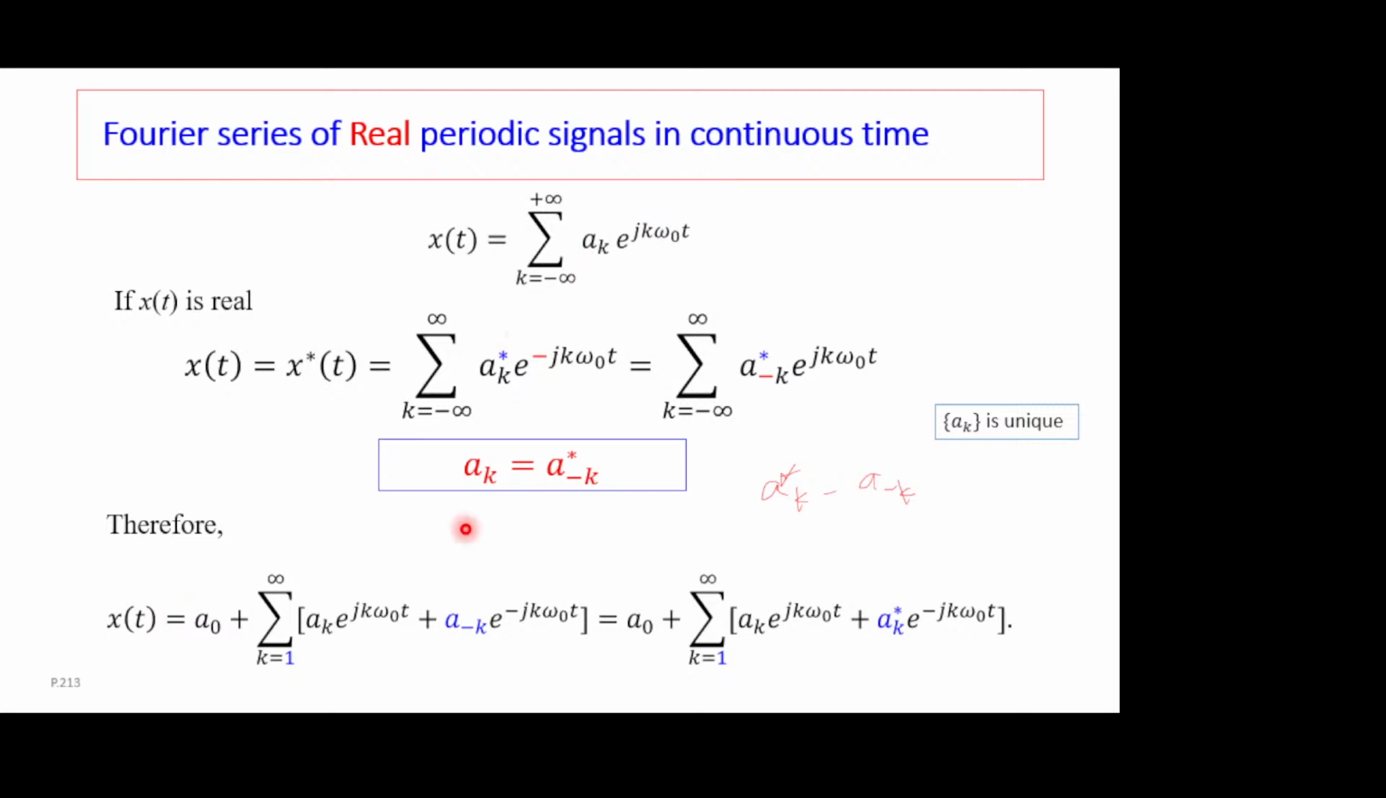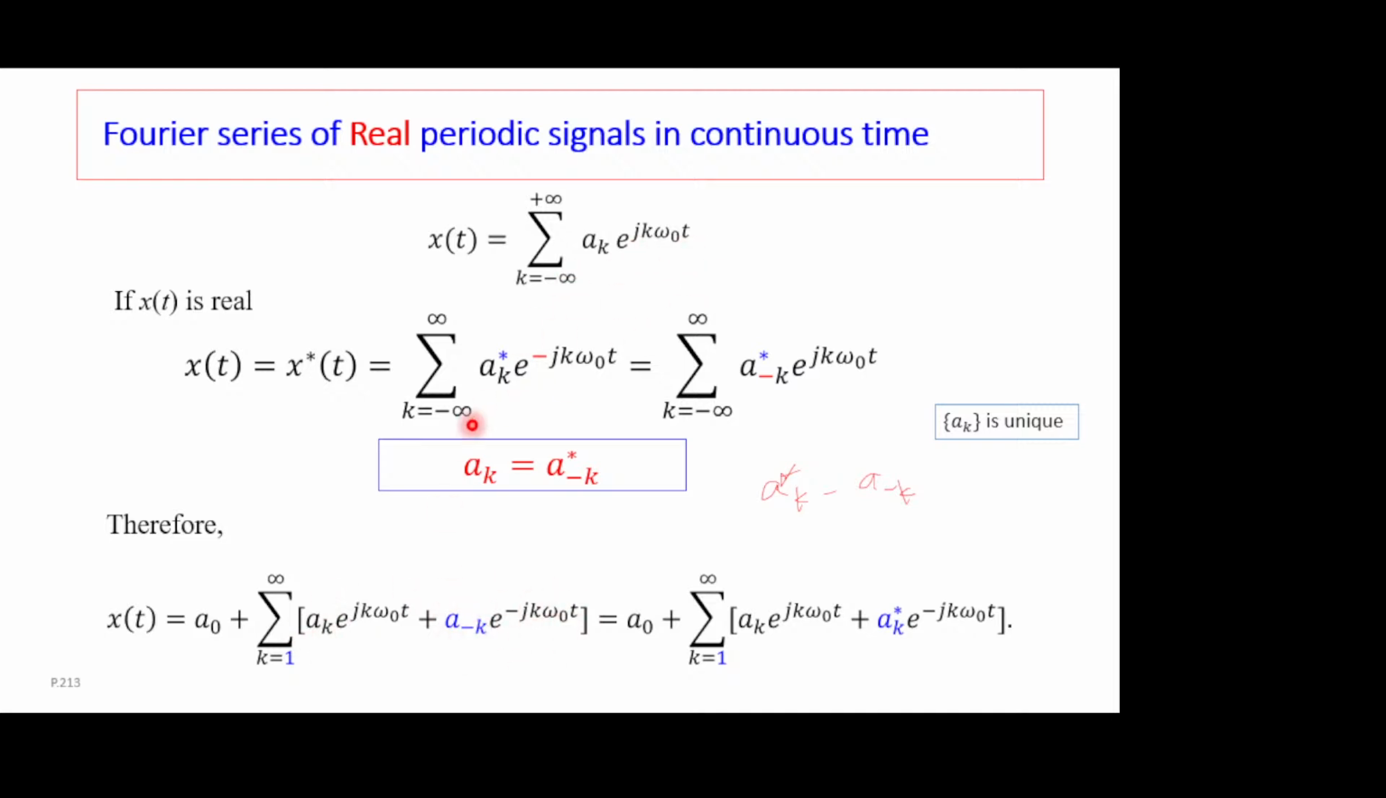So x of t, now we want to pair the k with minus k. We see there's a symmetry between k and minus k, so we want to pair the ak and a minus k together. So first we write this summation. We separate out this a0 term. Then we have summation from 1 to infinity of ak and a minus k.